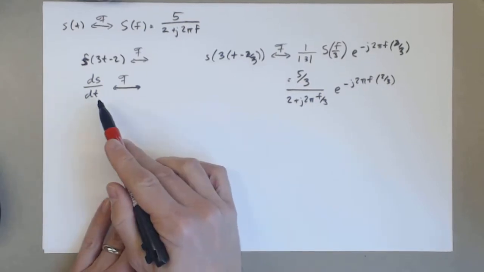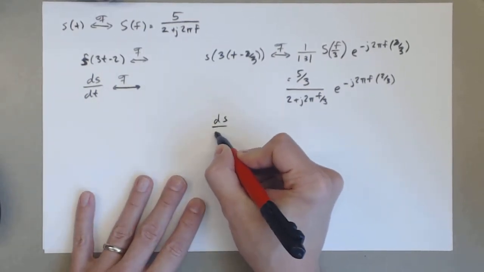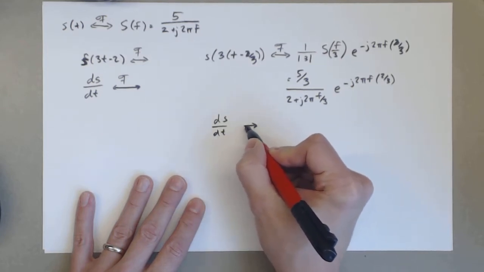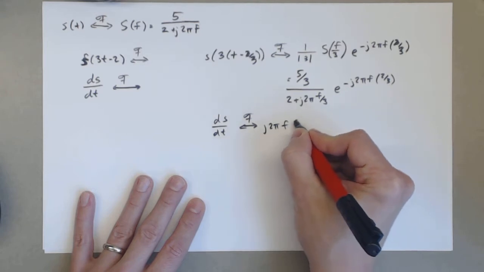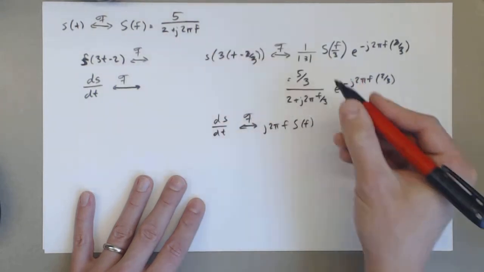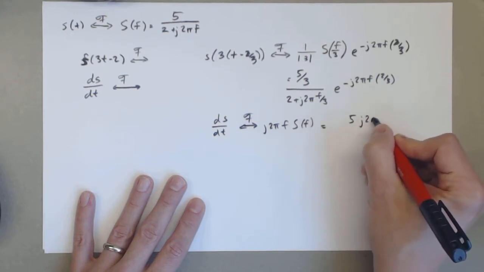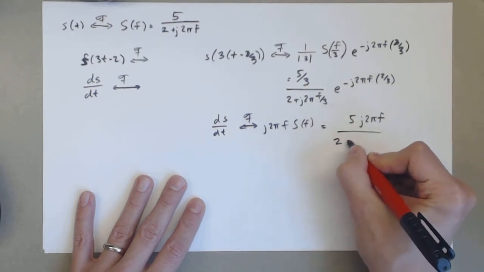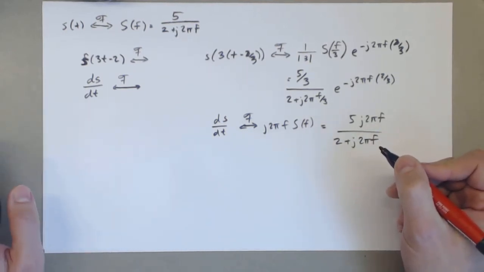For the other one, when we take the derivative, we just multiply by j 2 pi f. So this is just going to be j 2 pi f times S of f, which we already know. So in this case, we have 5 times j 2 pi f over 2 plus j 2 pi f. Not too bad using the tables.